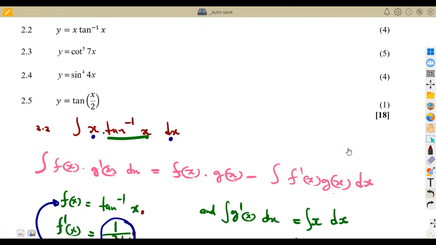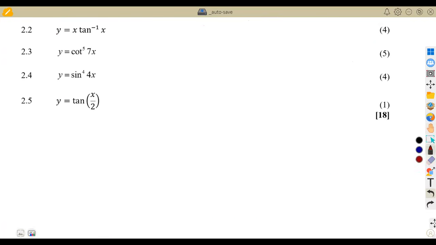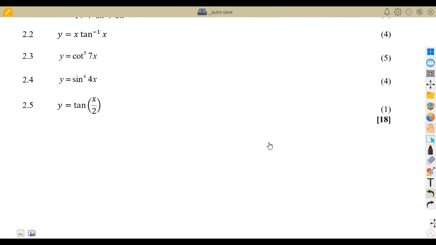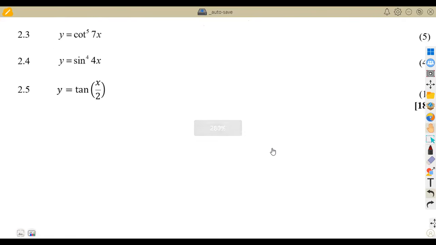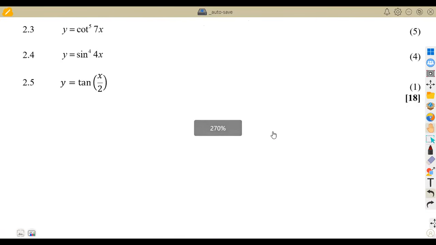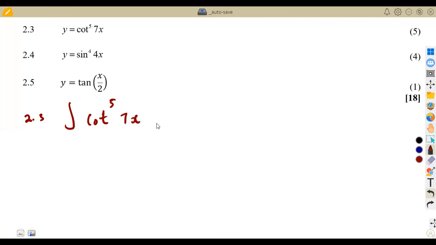All right, let's check the other question. 5 marks for that, which in this case was to integrate cot. All right. So this is 2.3. The integral of cot to the exponent of 5 of 7x with respect to x.